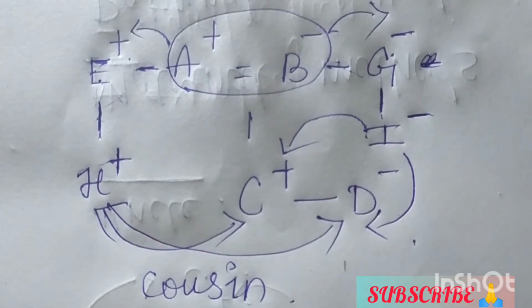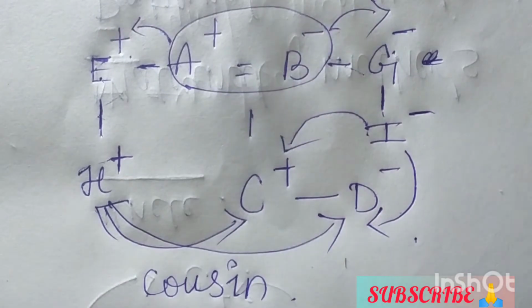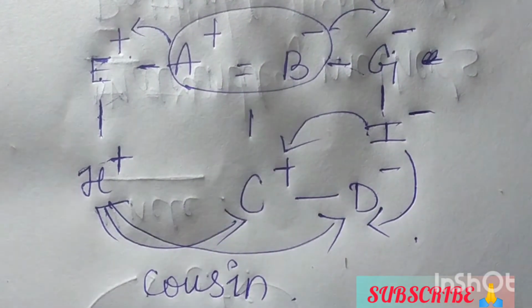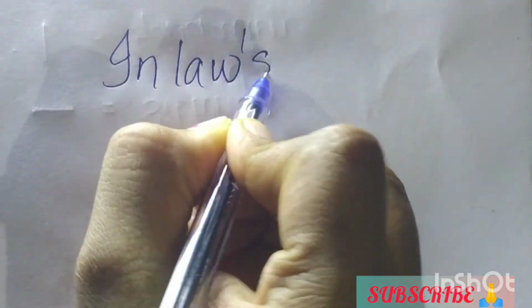Now let us see in-laws relation. In-laws relation will only start after the marriage. In-laws relation in the sense the other side, like a girl's husband's family side, that is in-laws relation. Then for the boy, the wife's mother and father, those are the in-laws relation. Now let us see how we relate it. We have 6 in-laws relation.